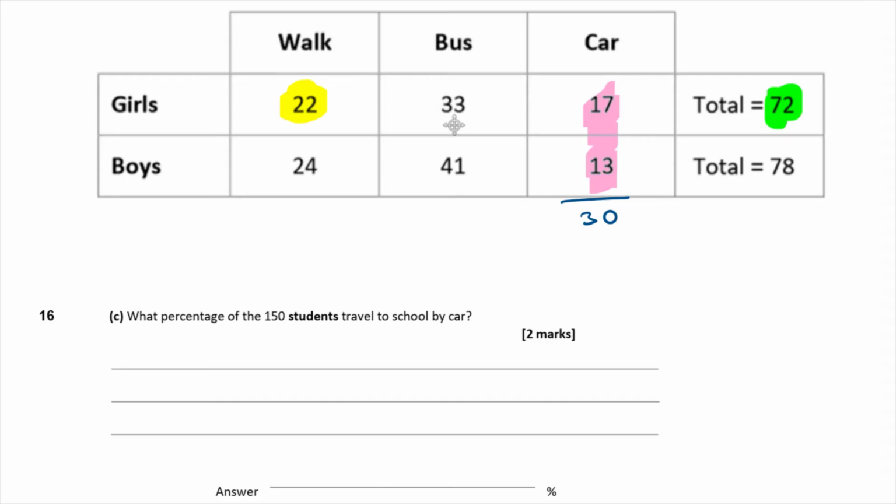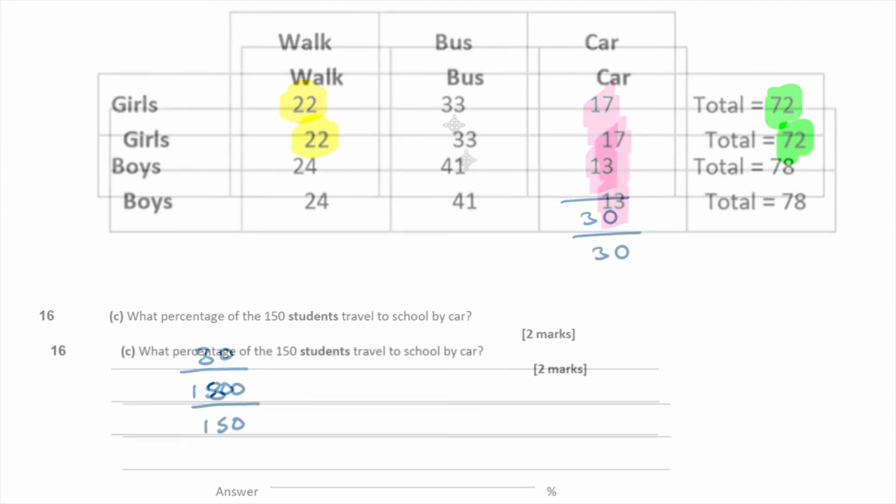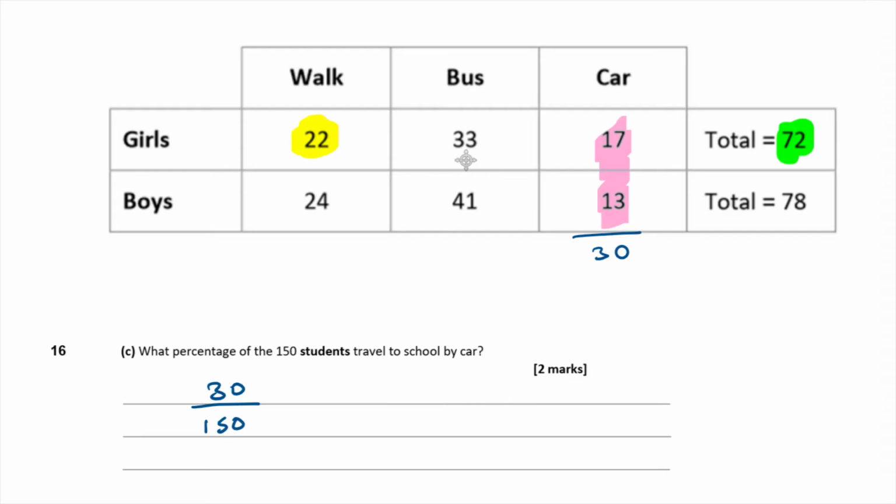And there are 150 students altogether. So that's going to be 30 students out of 150 students. Now we need to write this as a percentage, not as a fraction. But a fraction is a percentage over 100, isn't it?